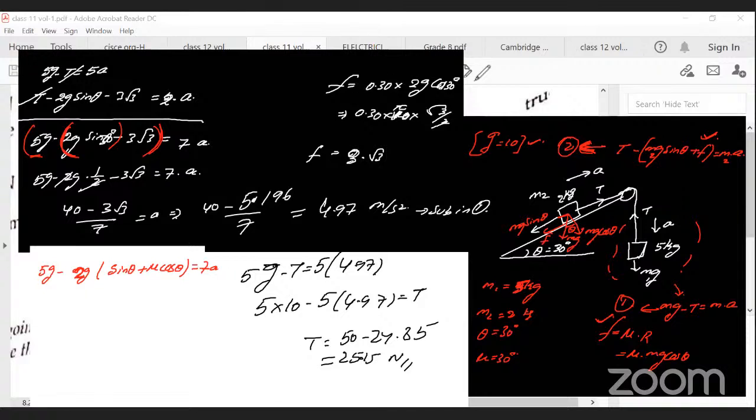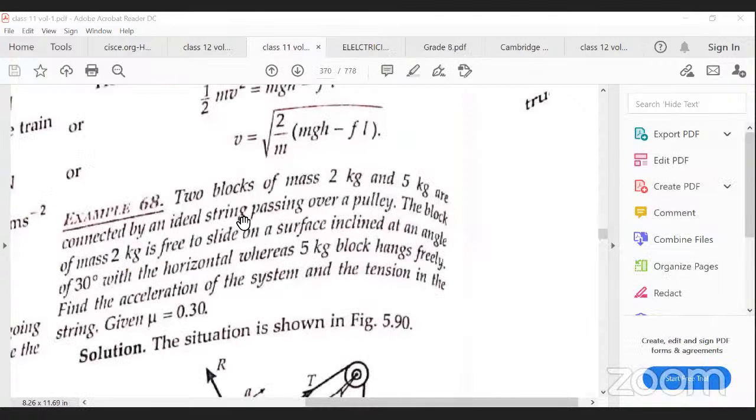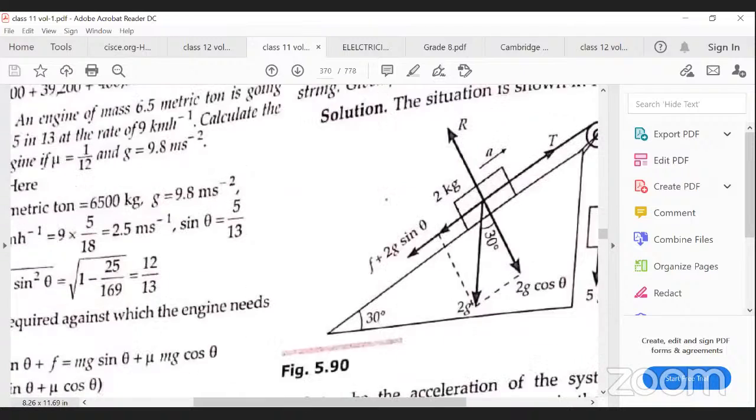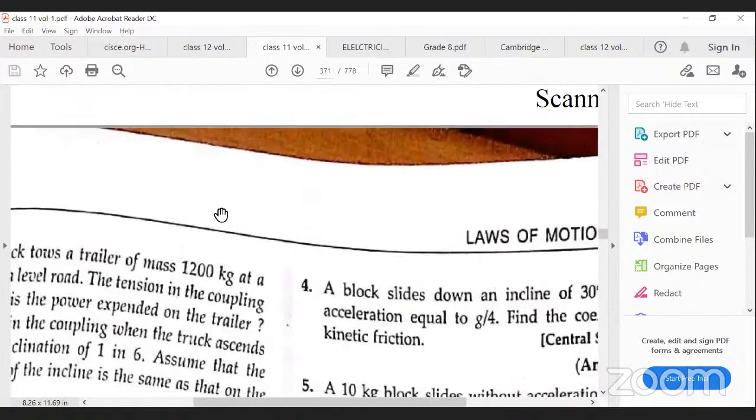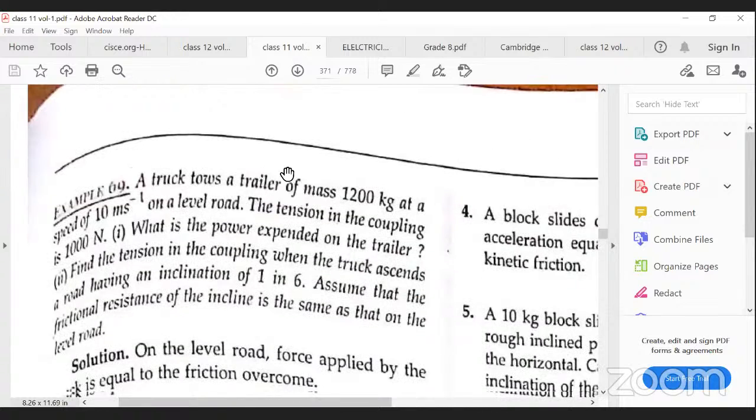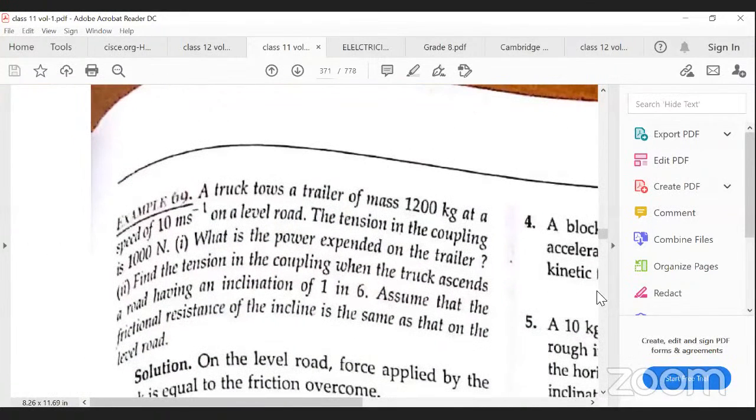So let's see the next question. This one you do it. Chandrika, any doubt here? No, sir. Okay, so solve it. Any doubt in the case? 69, you just do it.